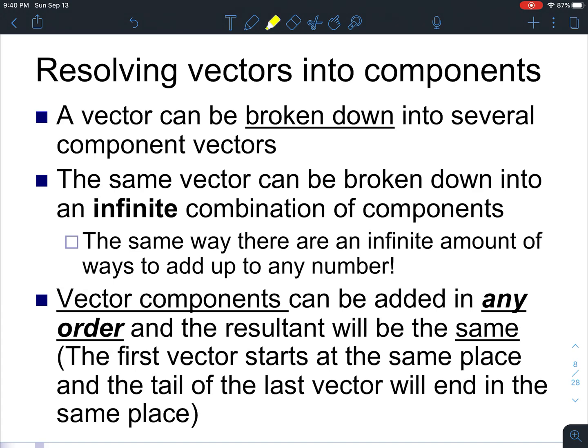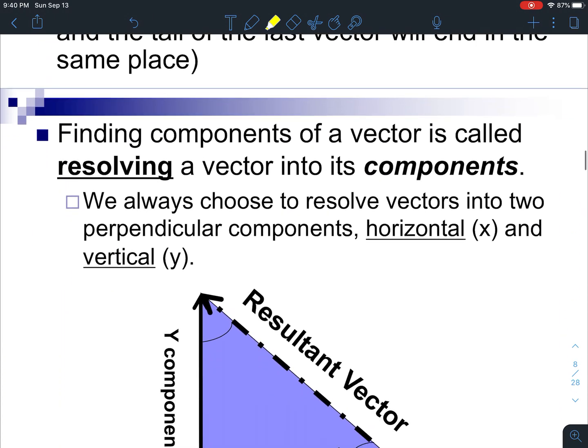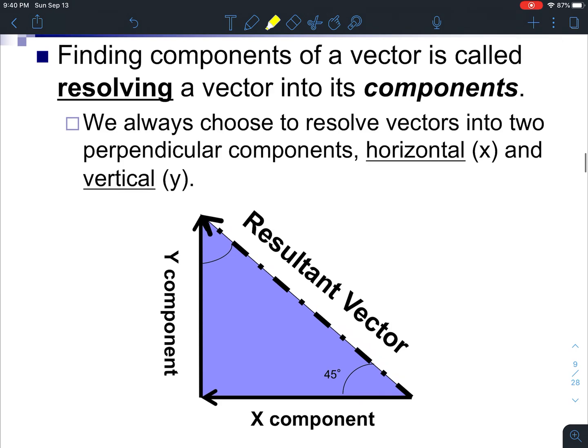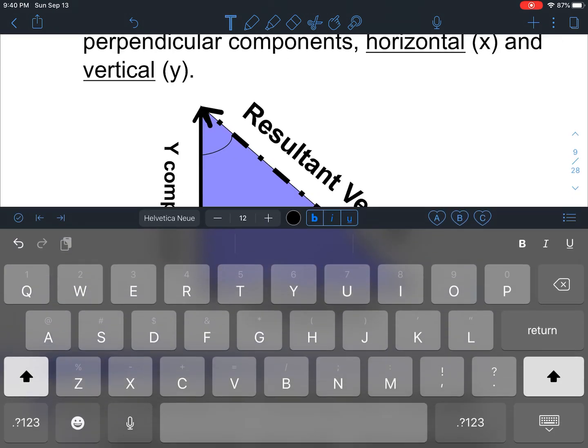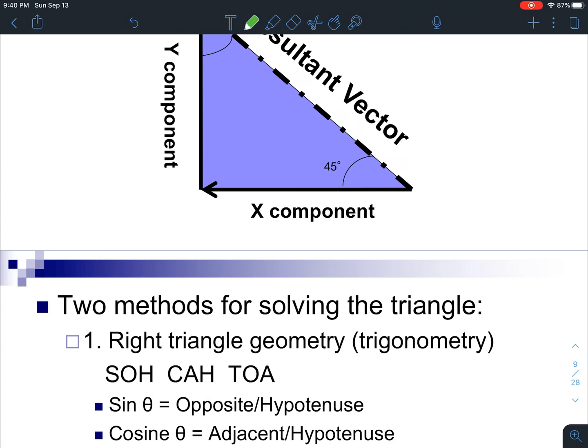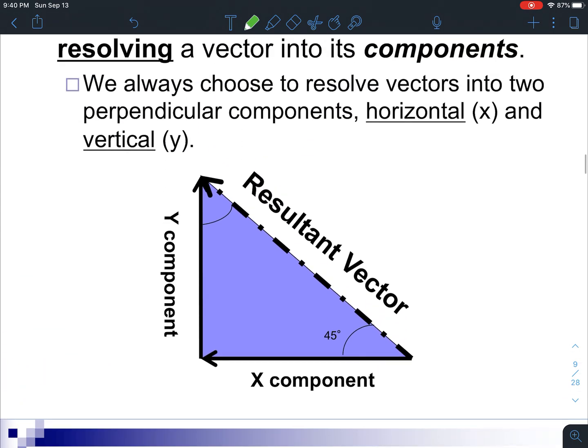Okay, so that's what we mean by an infinite combination of components. There's just an infinite variety of ways that you could break down a single resultant. You also could put those infinite varieties in any order and the resultant will be the same. So that makes this a little bit complicated. What we're going to do in order to simplify is we're always going to resolve into two specific components. We're going to resolve into horizontal or x components and vertical or y components.